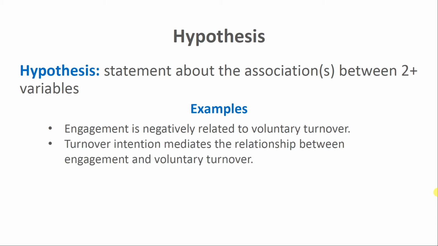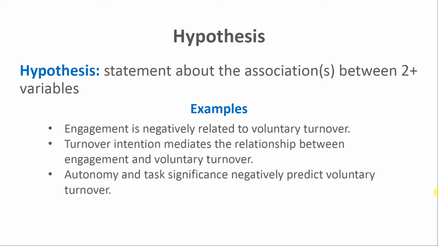Now, the next example of a hypothesis is turnover intention mediates the relationship between engagement and voluntary turnover. Okay, and so this is a process type of hypothesis where here we're introducing the mediator of turnover intention that is intervening, or at least we're proposing will intervene within the relationship between engagement and voluntary turnover.